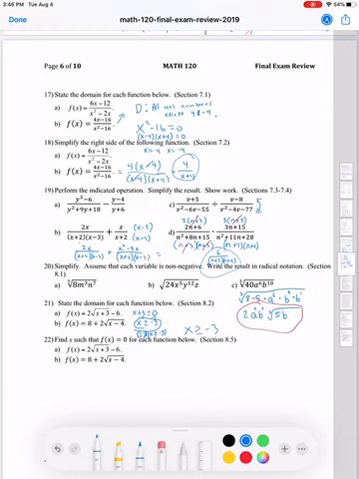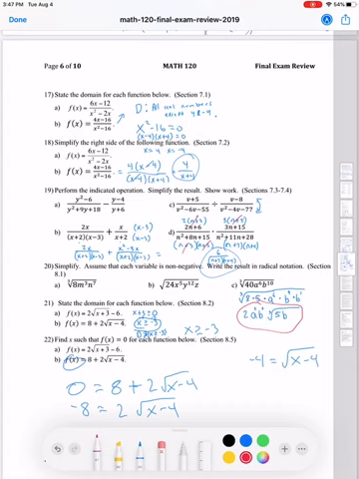Now on 22, find x such that f of x is equal to 0 for each function below. So f of x is 0. You replace f of x with 0. You work through this problem. Subtract the 8 first. Divide by 2. In order to get rid of square roots, you square. And this problem, I know it's not going to work. It's not going to work like this one.